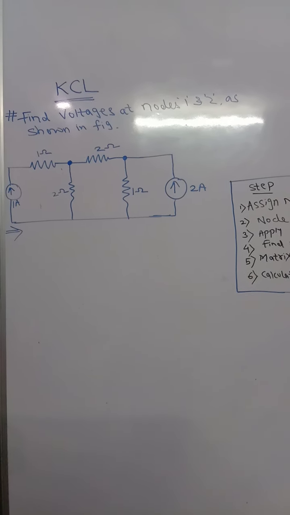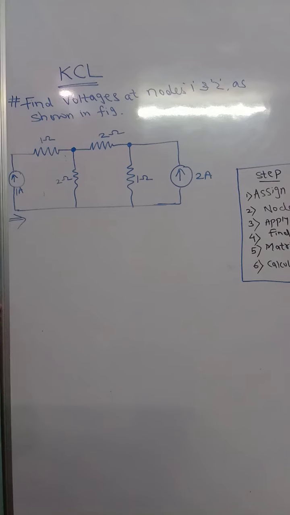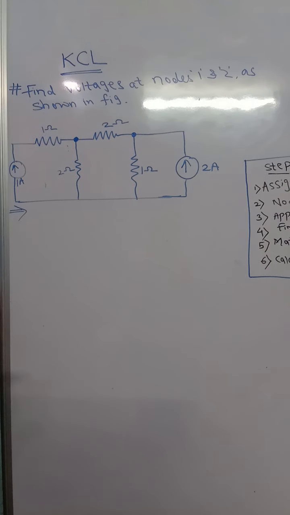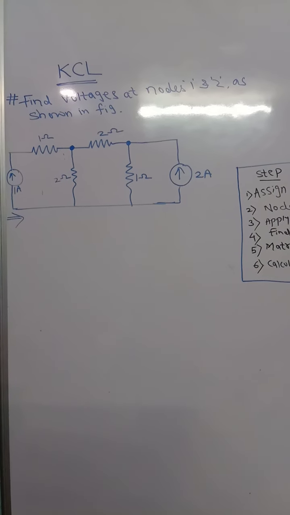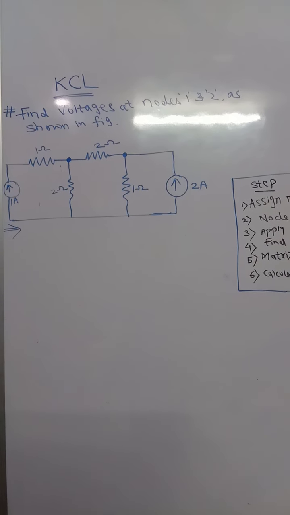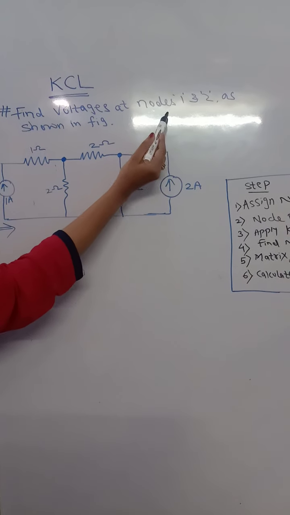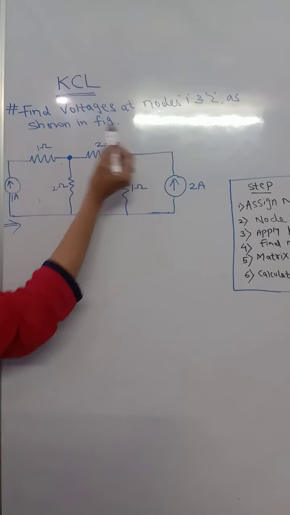Hello everyone. Today I am going to take the subject of circuits theory and the topic is KCL, Kirchhoff's current law, and we will continue with one numerical and see how we can simplify the numerical on the basis of Kirchhoff's current law. So what is the numerical? Find the voltages at nodes 1 and 2 as shown in figure.